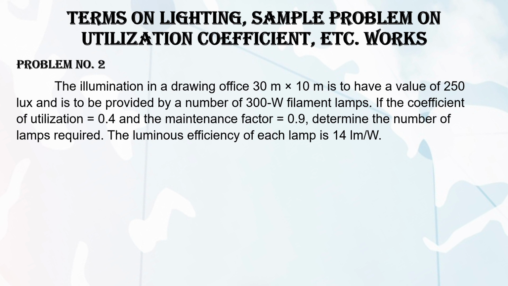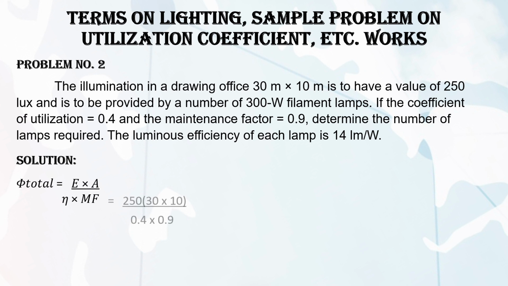So, ang atong gipangita ingani kay number of lamps. In order to find the number of lamps, first we must find the luminous flux total, wherein ang formula kay illumination multiplied by area divided by coefficient of utilization multiplied by maintenance factor. So, let's equate. 250 multiplied by 30 by 10 divided by 0.4 multiplied by 0.9 is equal to 208,333.33 lm.